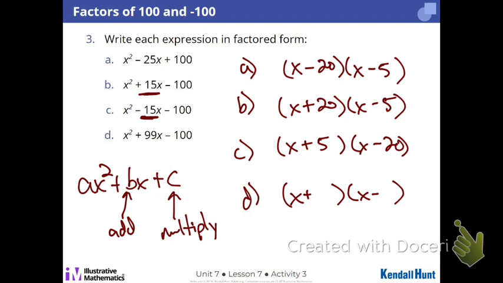Okay, last one, D. I need 100 and a 1. Everybody see it needs to be 100 and a 1? Okay, which one has to be positive? Which one has to be positive, 100 or 1? The 100 has to. Because when I add them, it needs to equal positive 99.